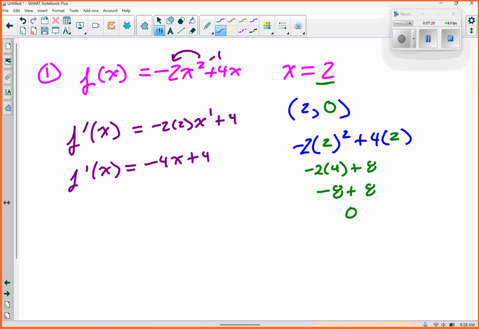Okay, now I need to figure out the slope. In order to figure out the slope, I'm going to take this 2 and I'm going to replace it here. So that's going to give me -4.